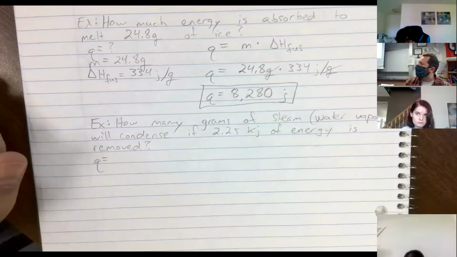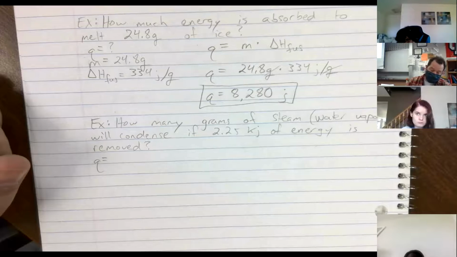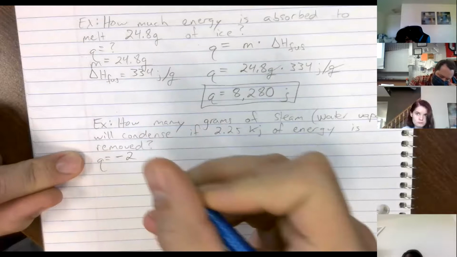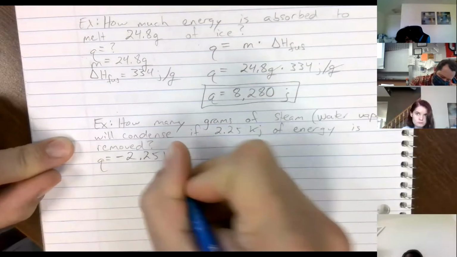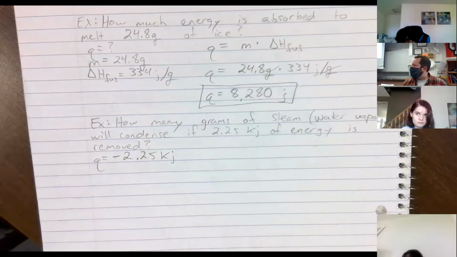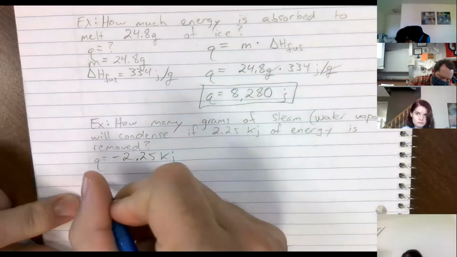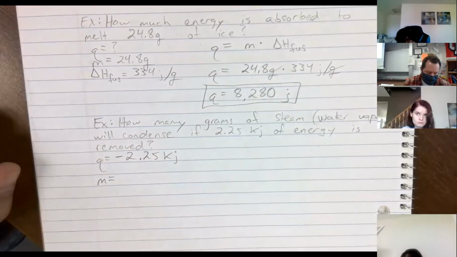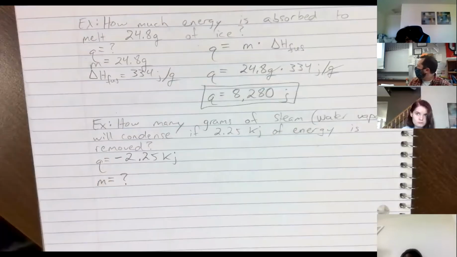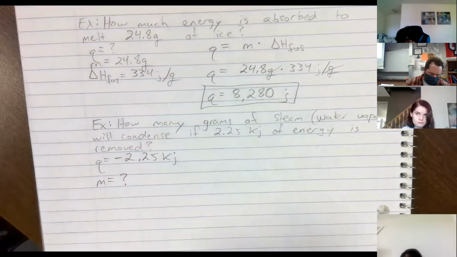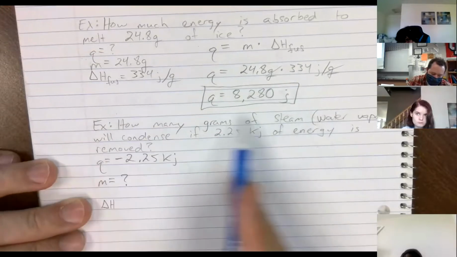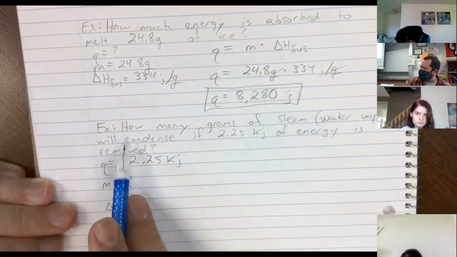If the energy is removed, what sign should I use? Yeah, if that energy is removed, I need a negative sign. We have a negative amount of energy. All right, so there's our energy. They're asking for mass. How many grams? Grams is a measurement of mass. So mass, we don't know. We're trying to solve for mass. And delta H, again, we've got to figure out which one to use. Condense. We're going from gas back to liquid.